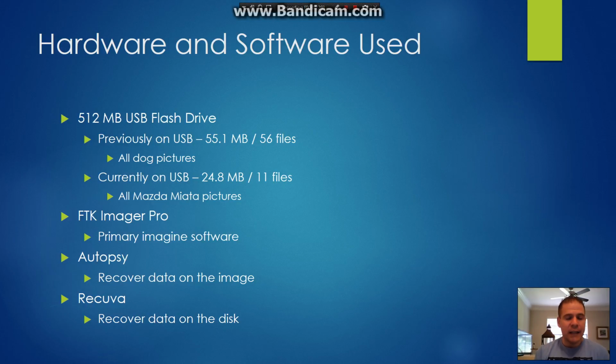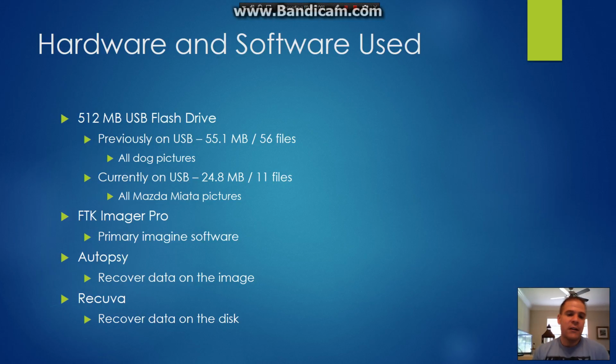So for this exercise, we'll walk through how to image the flash drive, and then turn it into either a DD or an ISO or a 001 or E01 file. And then we'll use Autopsy to recover the data on the imaged file itself, which generally is the way to do it. And also we're going to use Recuva, which is great software, and actually recover the data on the disk. So Autopsy will recover the data on the image. Recuva will recover data on the actual 512 USB flash drive.